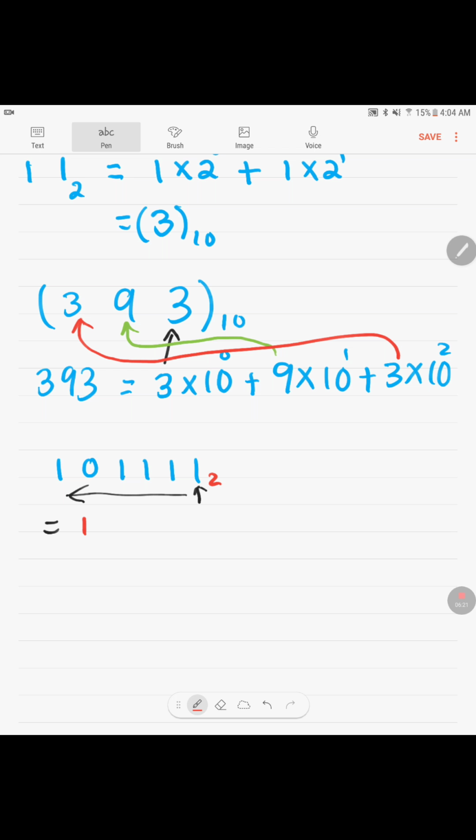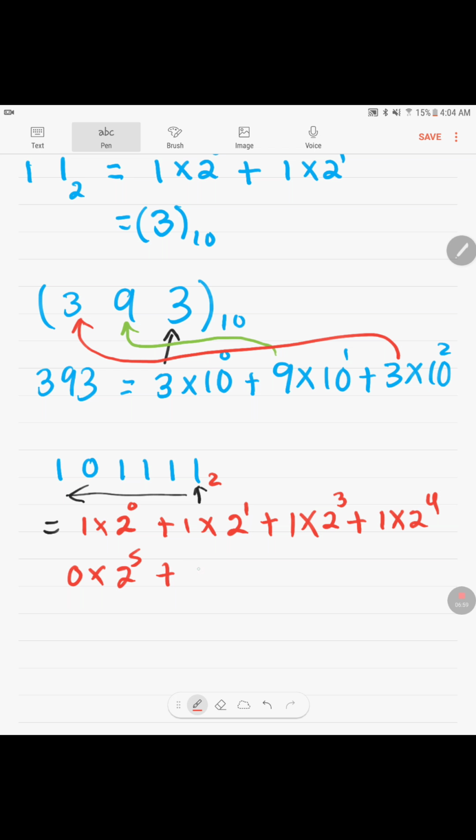So it's 1 times 10 to the 0 plus another 1 times 10 to the 1 plus, no, this is binary. See, I was already making a big mistake. 2 to the 0, 2 to the 1, and then 1 times 2 to the 3 plus 1 times 2 to the 4. So we have the first four ones, and then 0 times 2 to the 5 plus 1 times 2 to the 6.